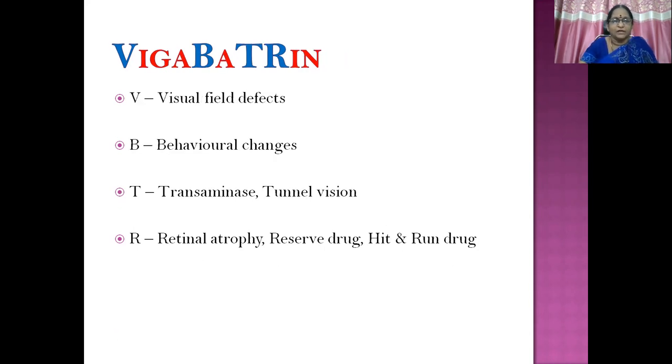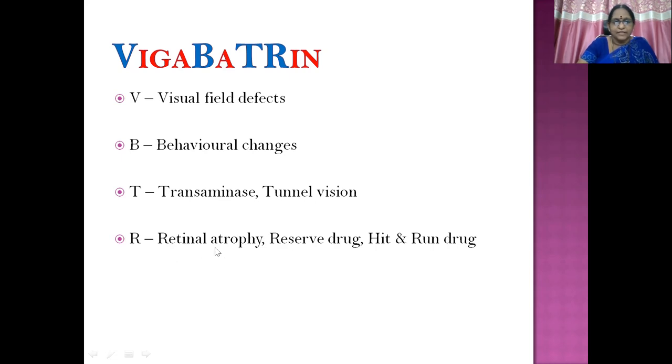So here are the mnemonic features, that is V for visual field defects, so tunnel vision and diplopia also come under this, and central retinal atrophy and then peripheral retinal atrophy, visual field defects. Then B for behavioral changes giving rise to depression. Then T for inhibition of transaminase enzyme, GABA transaminase, and tunnel vision.